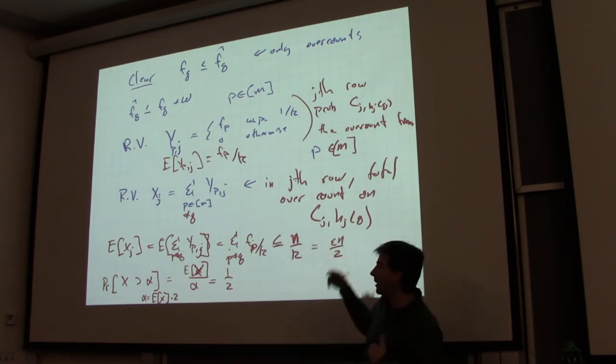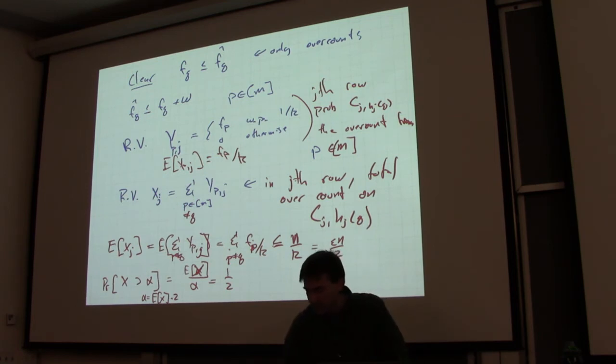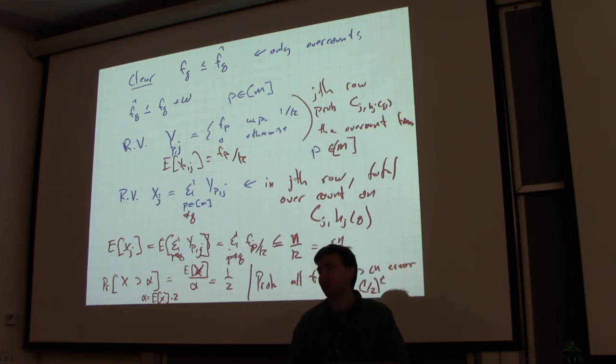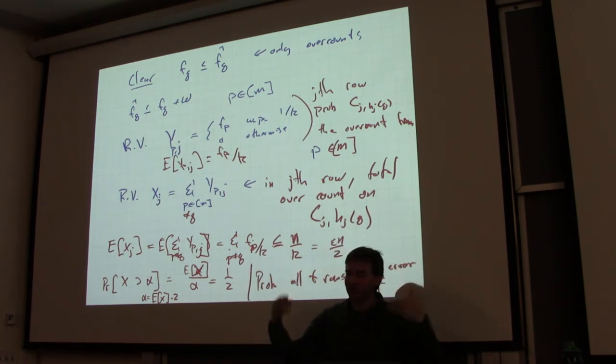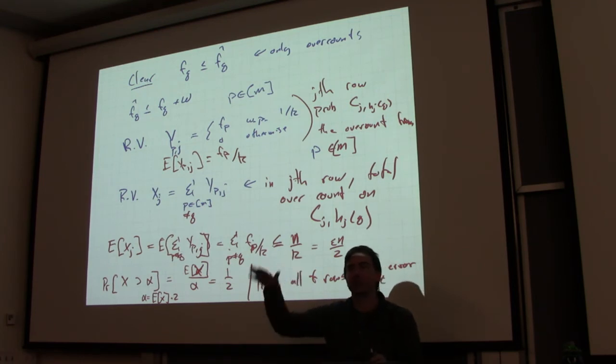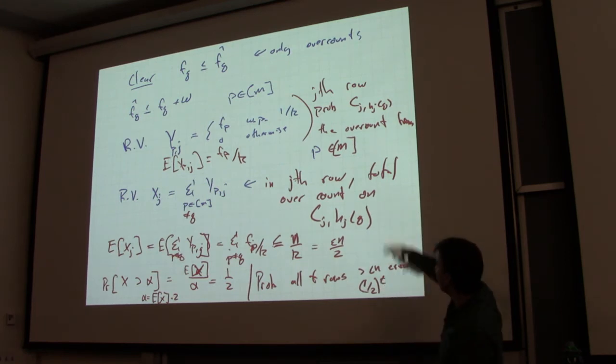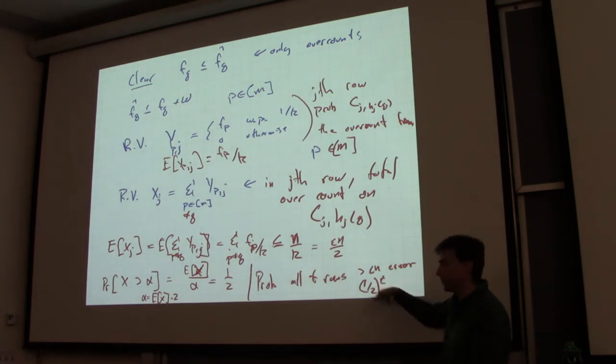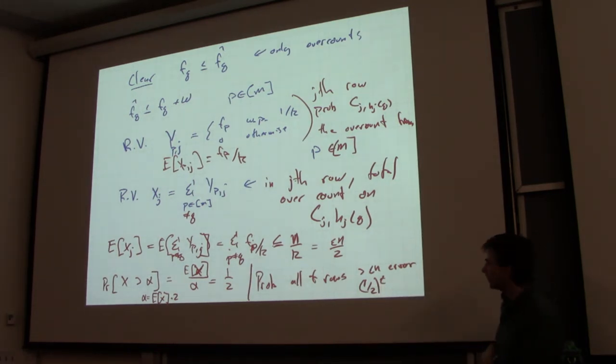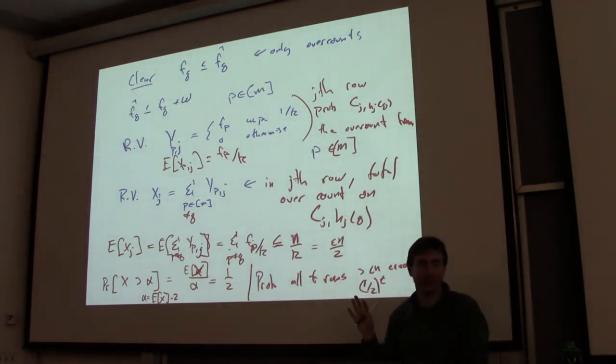And then because I have t rows which are independent, the probability that all t rows have more than epsilon n error is 1 over 2 to the power t. So this goes down exponentially now. If they're all wrong, this is 1/2 to the power t, and that goes down exponentially with the number of rows. And so if I set t equal to log 1 over delta, this becomes delta. And so that's the whole analysis.